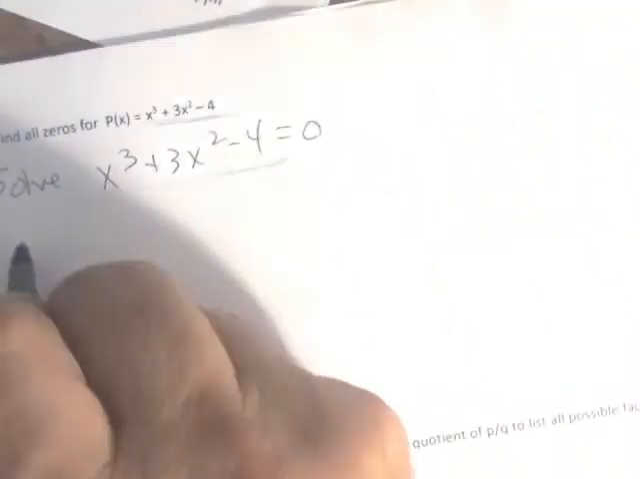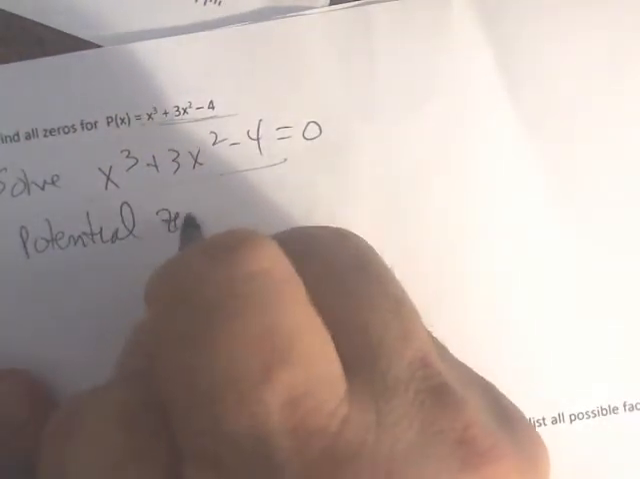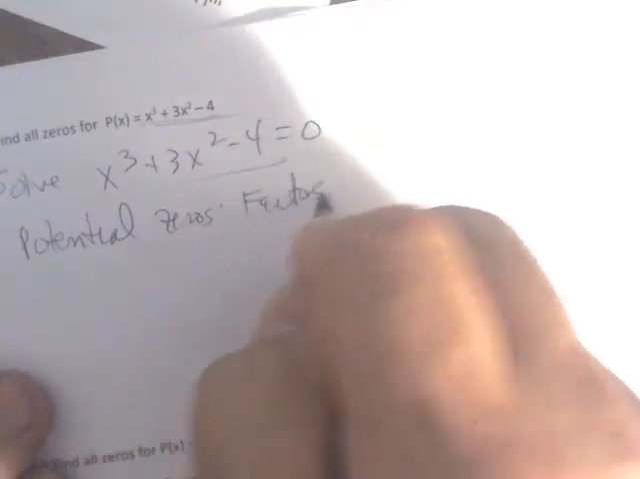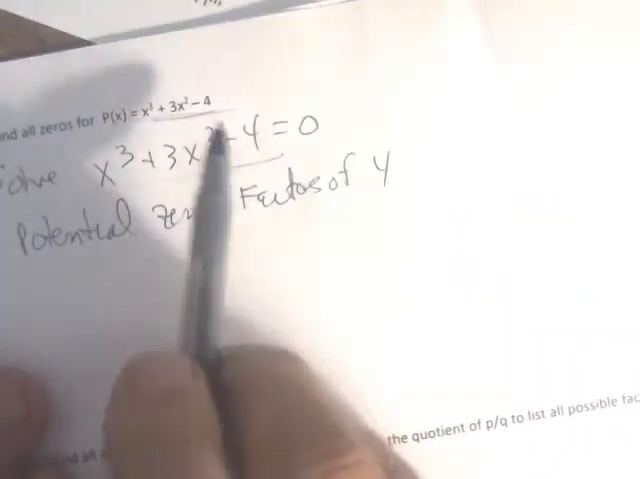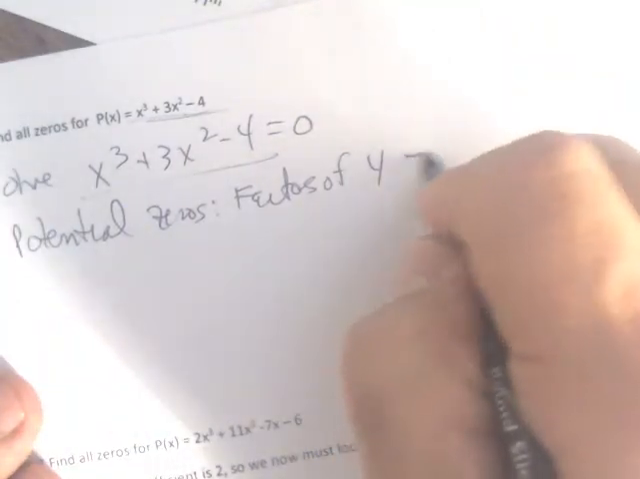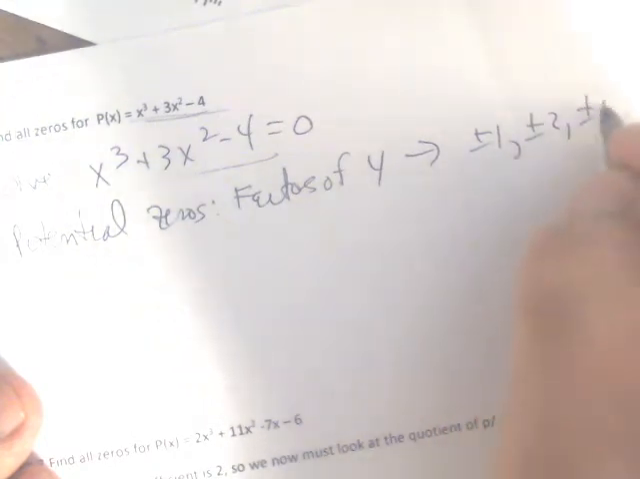So my potential zeros are factors of 4. I'm not worried about negative 4. It's just factors of 4. And so that is positive negative 1, positive negative 2, positive negative 4.